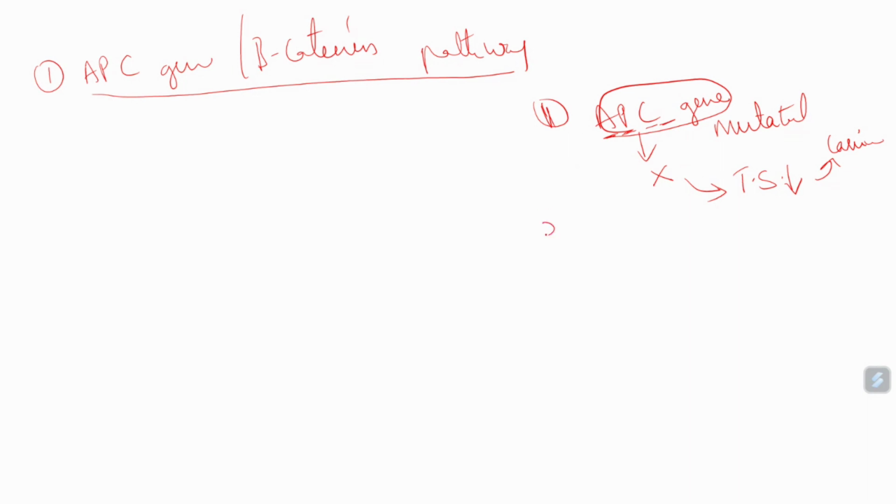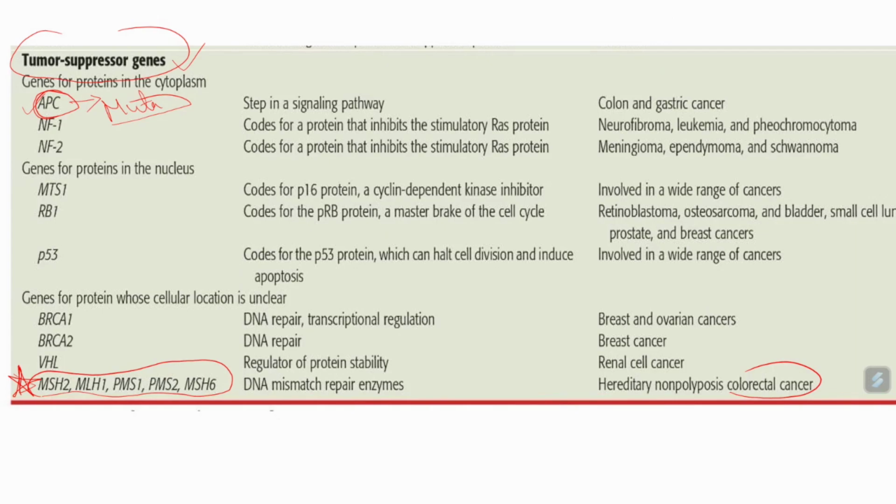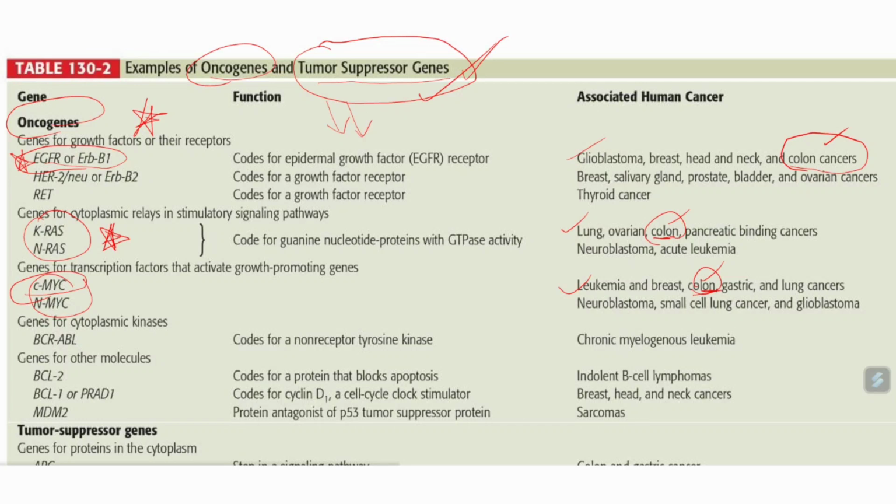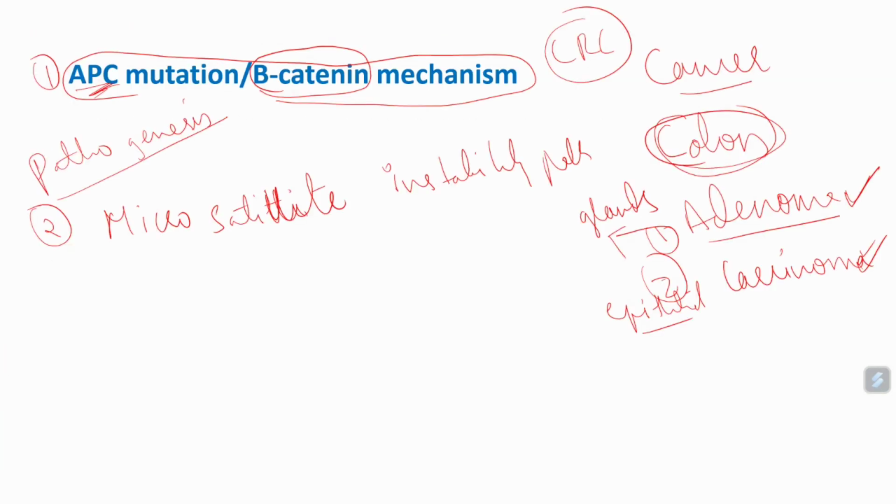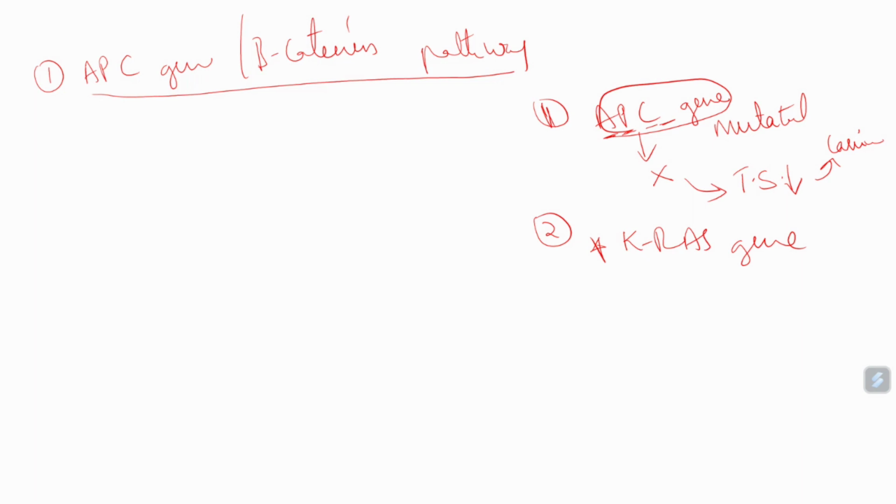Second, there is a point mutation in the KRAS gene. What is the KRAS gene? Here again we have to go back to the list. KRAS, NRAS, I told you, these are oncogenes, with overproduction. Point mutation occurs in the KRAS gene, a proto-oncogene, and it becomes an oncogene.